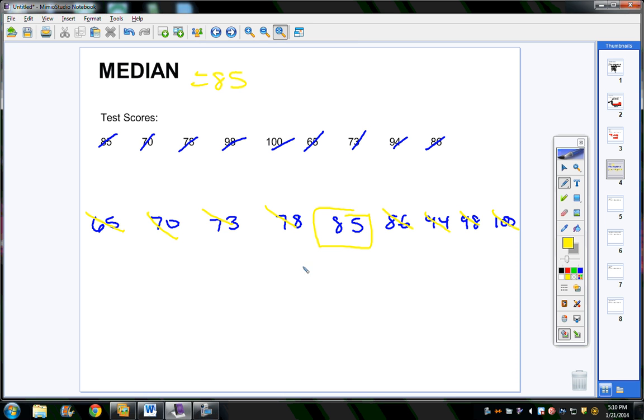If you have two numbers in the middle, like let's just say by chance 78 and 85 were in the middle, you would add them up and divide by 2 and find the mean of those two numbers, which is 81.5, and then that would be the median. But for this particular example, we had an odd number, so that meant that there was one number left in the middle. So the median is 85.